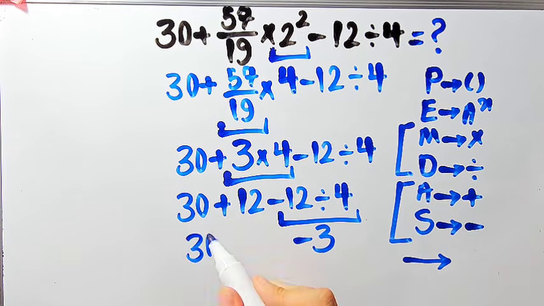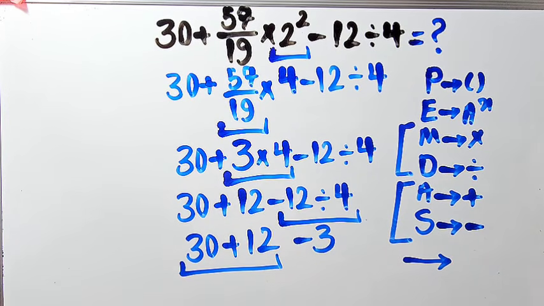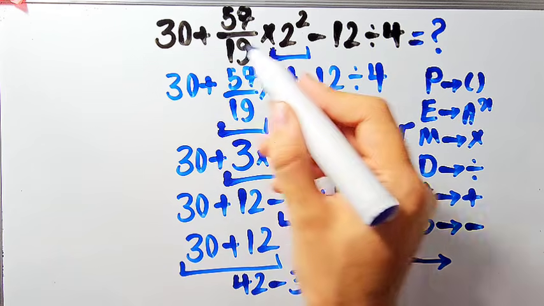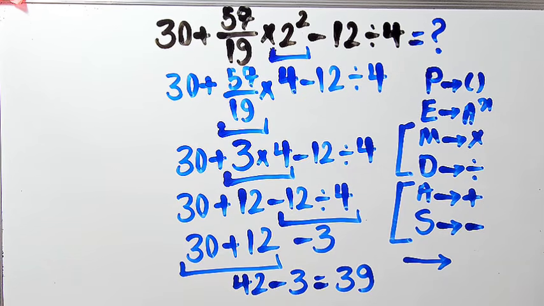Now we have 30 plus 12, then minus 3. 30 plus 12 equals 42. Now we have 42 minus 3. 42 minus 3 equals 39. The final answer of this question equals 39. Guys, if you want to get the right answer of this question, you must follow the PEMDAS rule. If you don't pay attention to the PEMDAS rule, you get the wrong answer.